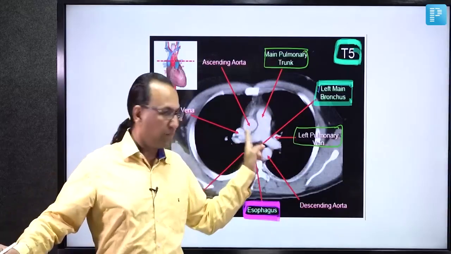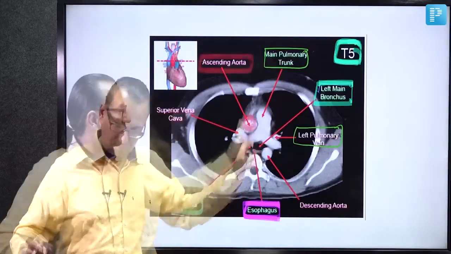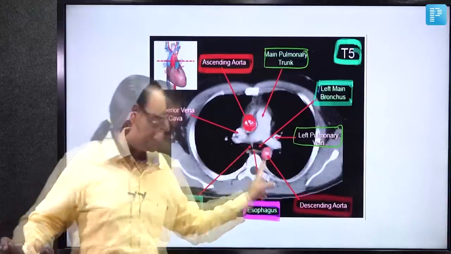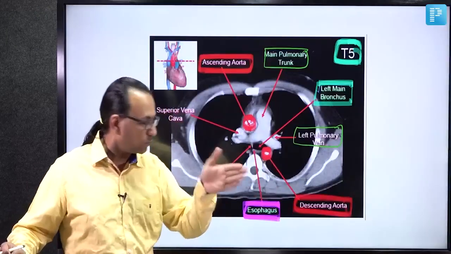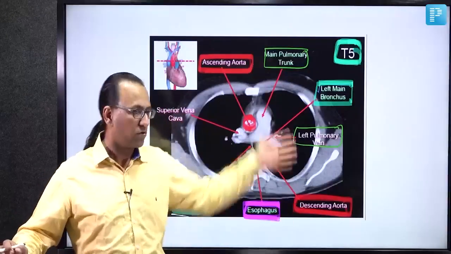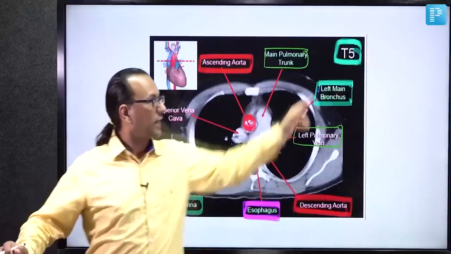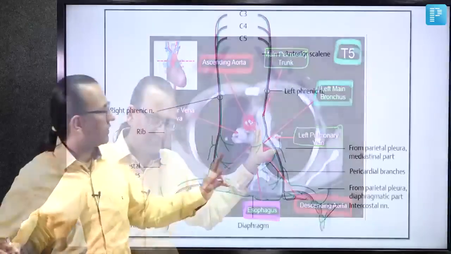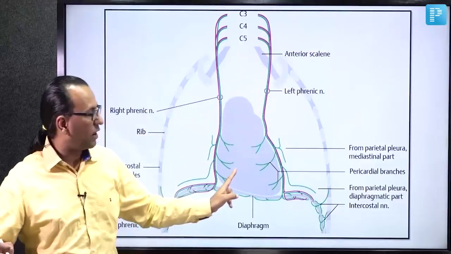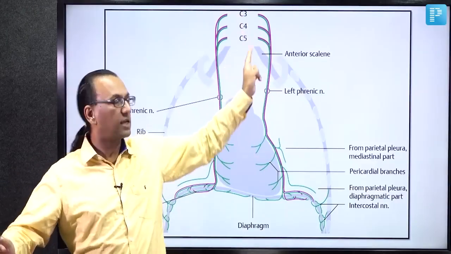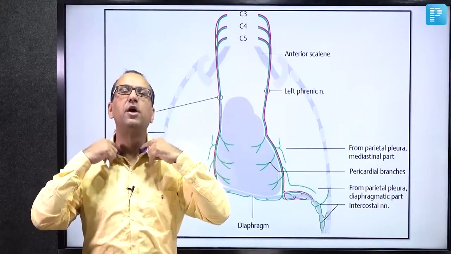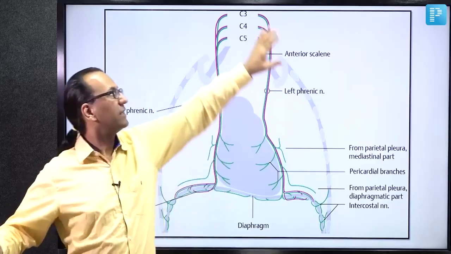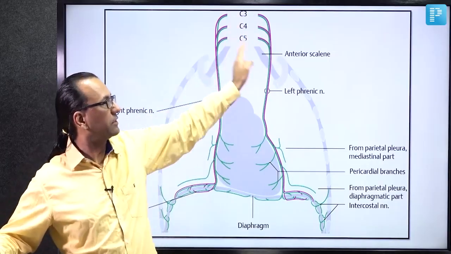Also seen is the inferior view of the ascending aorta. CT scans are usually seen in an inferior to superior view. So this is the inferior view of the thorax region and the T5 vertebra, and the arch of aorta will be still higher. Here we are talking about the phrenic nerve, which has a root value of C3, 4, 5 in the cervical region, anterior primary ramus, and it is coming from the cervical plexus plus C5.